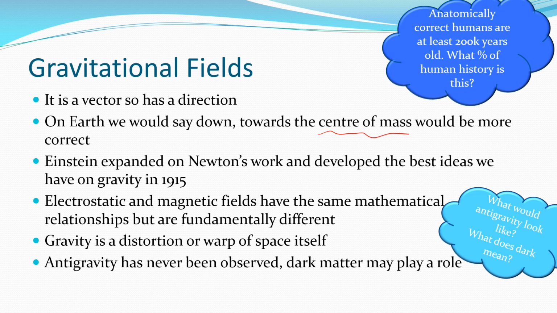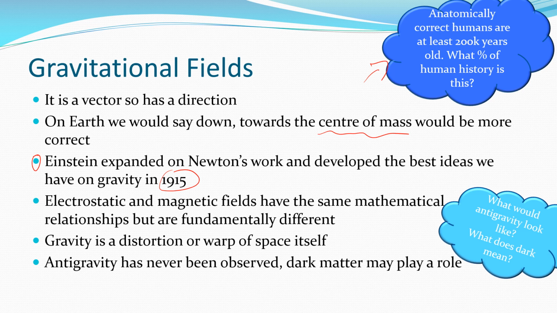All right, so Einstein was the one that really expanded on Newton's work and developed the idea of how we actually understand gravity. And the interesting thing here is 1915 was when he was doing that, so a little bit over 100 years ago when I'm recording this video. Think about the little bubble I've got at the top there. We think that anatomically correct humans are 200 or 300,000 years old. Think about what percentage of human history 103 years is, out of that 200,000 years. See if you can work out that percentage.